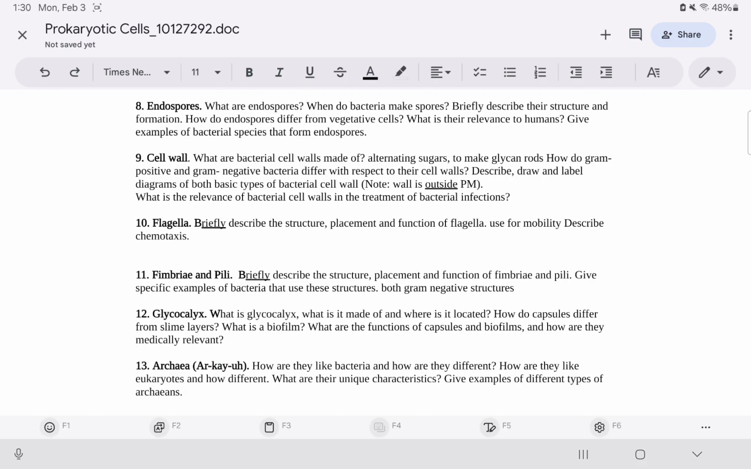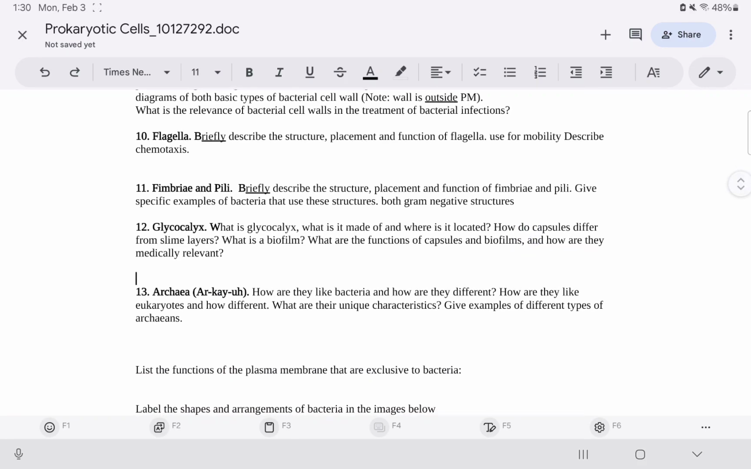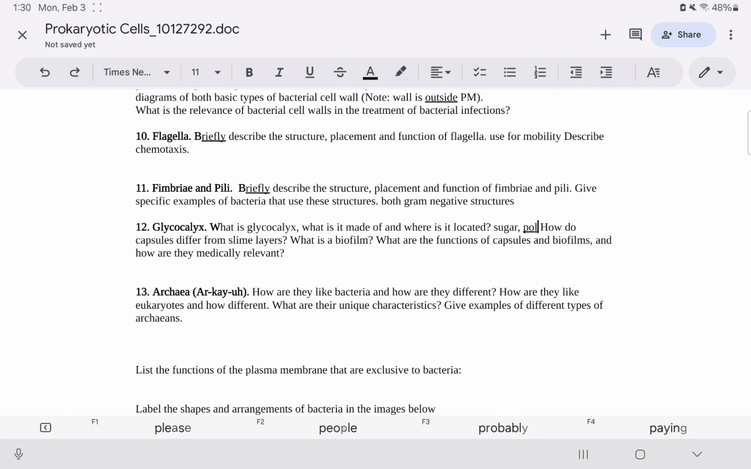Glycocalyx. So what is the glycocalyx? It is a sugar coat. It is composed of polysaccharides and is outside of the cell wall. And so capsules and slime layers. I wish I could alter this. Just draw a line through that. I already told you the difference between them, and it's really not worth asking you about it because you can't see the difference. I can't see the difference. The capsule is held more closely, the slime layer is more loose, but I can't see either one.